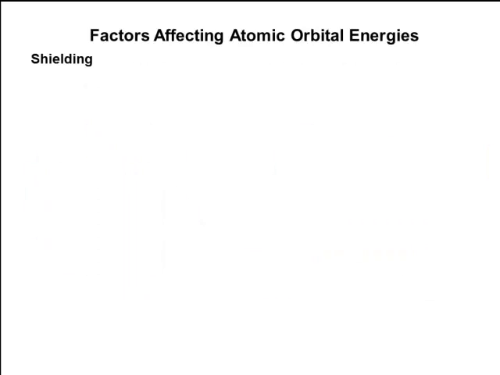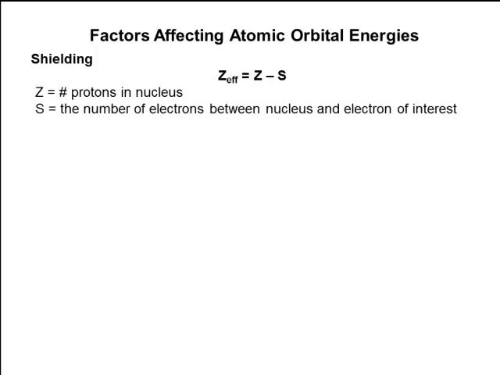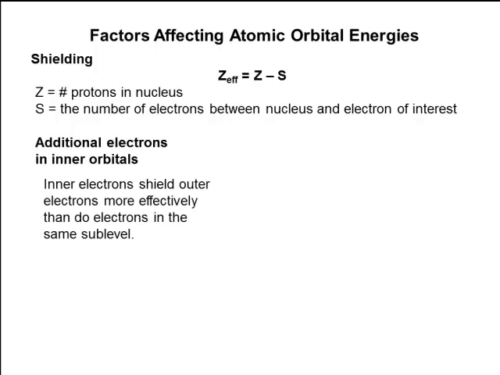So with that shielding, we can actually calculate something called Z effective, which is going to be the effective nuclear charge. To calculate that, we're going to take Z, which is the number of protons in the nucleus, minus S, which is the number of electrons between the nucleus and the electron of interest. So that S is going to be calculated by looking at the additional electrons in the inner orbitals, or the core electrons. Those inner electrons are going to shield the outer electrons more effectively than electrons in the same sublevel.